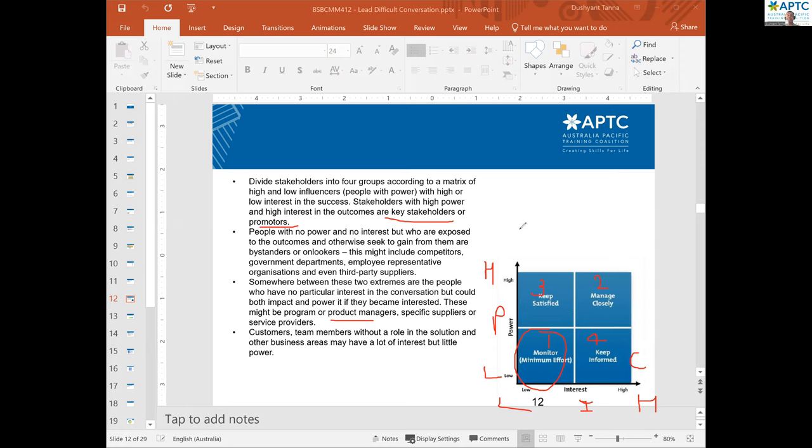So this stakeholder analysis or stakeholder categorization will really help you with what you should talk, how much you should talk, whom you should involve. And that's why I kept a lot of information here.